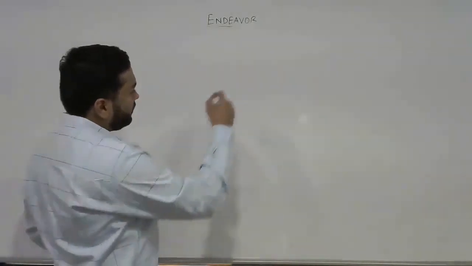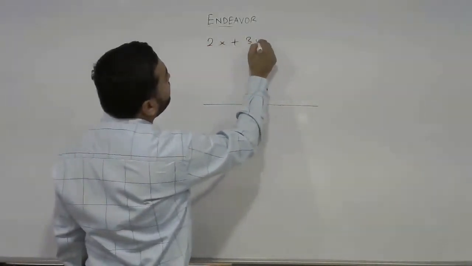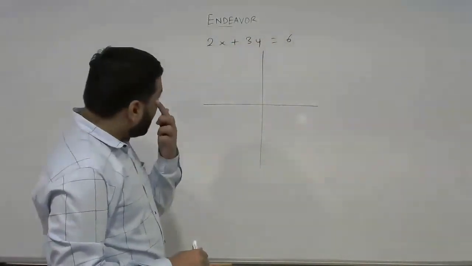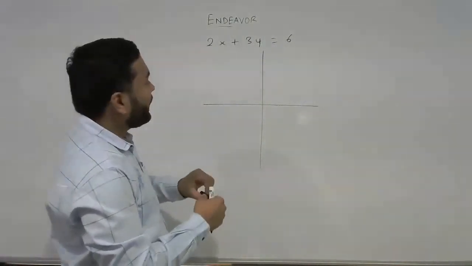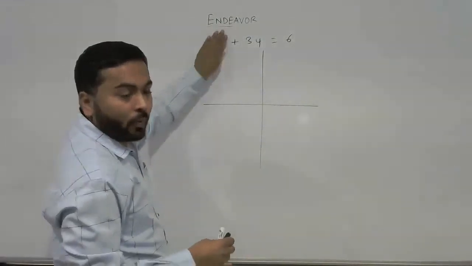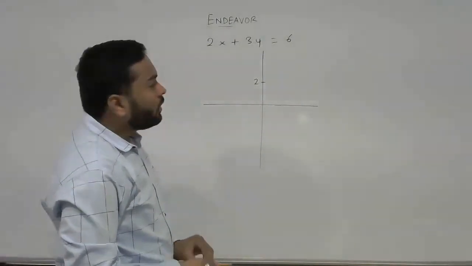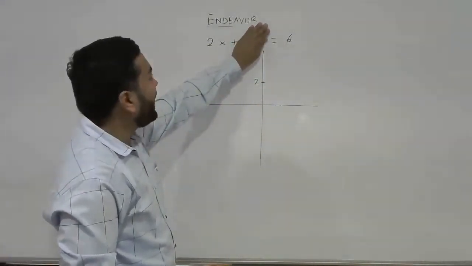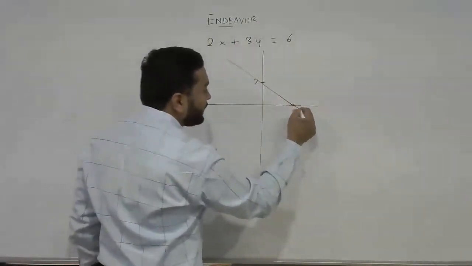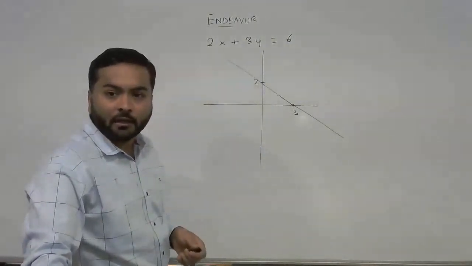Now let's say the equation of line is 2x plus 3y is equal to 6. If I want to plot this line, how can I plot this? What you can do is put x is equal to 0. What will y be equal to? y is equal to 2. So it is passing through y is equal to 2. Now you put y is equal to 0, x is equal to 3. So this is the line that I have. If you want to plot a line, this is how you can plot a line.